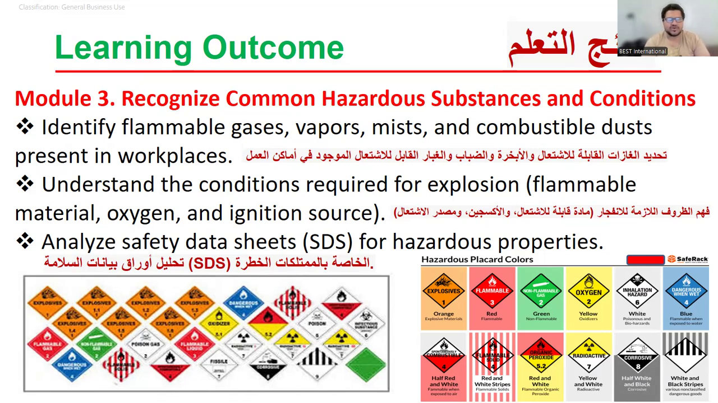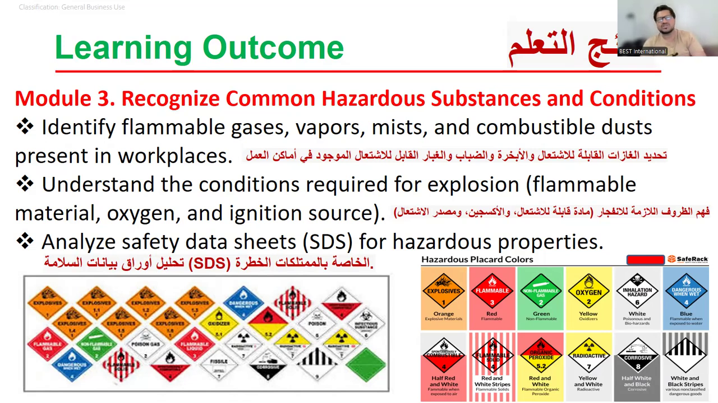But make sure whatever combustible dust or gases are available on the site, in the workplaces, all of that needs to be identified. You have to be very competent to understand the conditions required for an explosion, like flammable materials, oxygen, and ignition sources. And the same way, you have to be a good analyzer, especially of safety data sheets. We call it MSDS, also material safety data sheet.